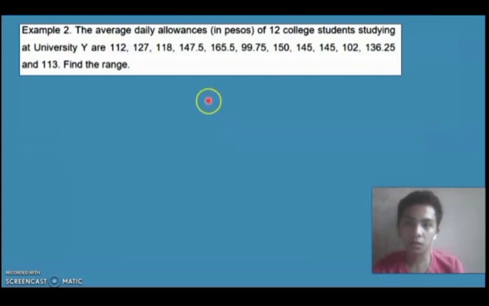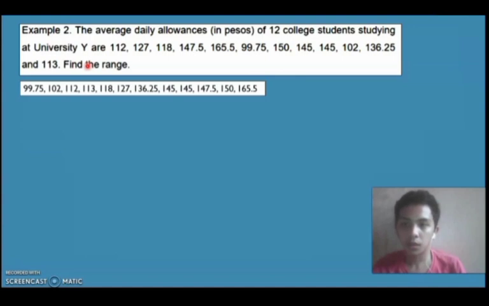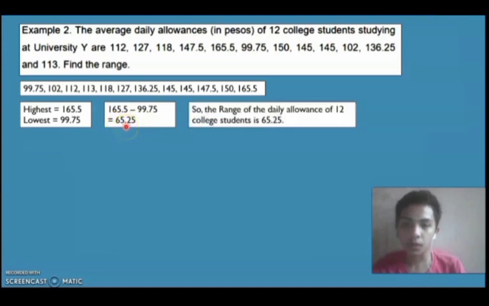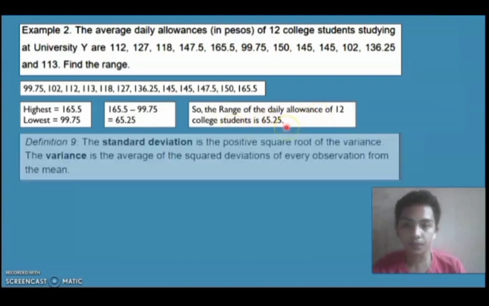Example 2. The average daily allowances in pesos of 12 college students studying at University Y are these following values. We are going to find the range. First, let me arrange the data set and get the highest and lowest. The highest is 165.5 and the lowest is 99.75. We subtract them to get the range, and we have 65.25. So the range of the daily allowance of 12 college students is 65.25.